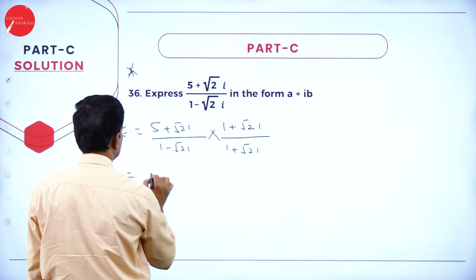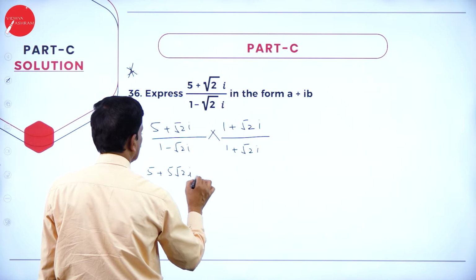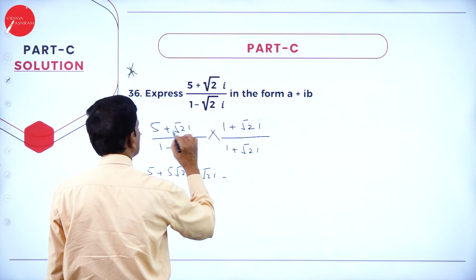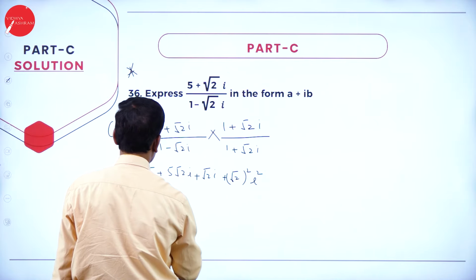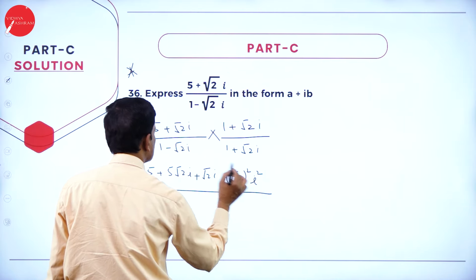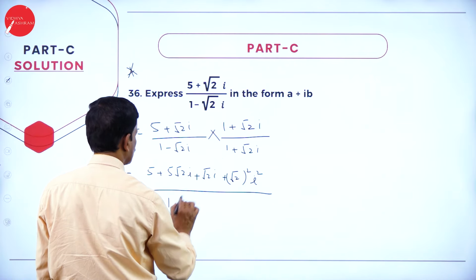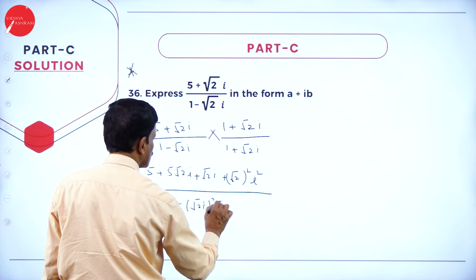Simplify this. 5 into 1 is 5, plus 5 into root 2 i. Again, root 2 i into 1 is root 2 i. Plus, into plus is plus, root 2 into root 2 is root 2 whole square, i into i is i square. Divided by, this is of the form (x plus i y) into (x minus i y). So this is 1 into 1 is 1 square, minus root 2 i whole square.